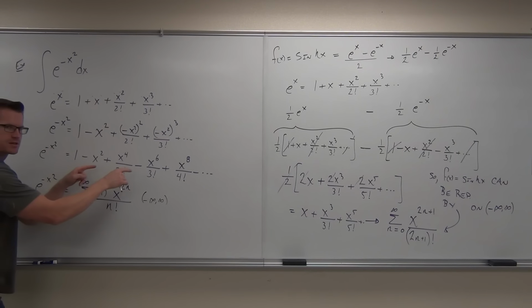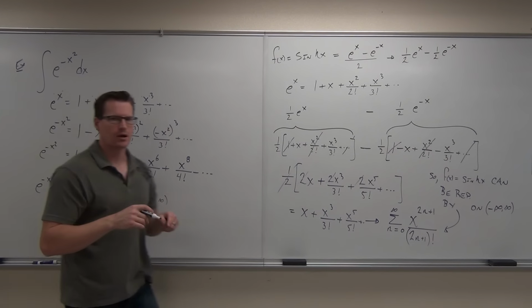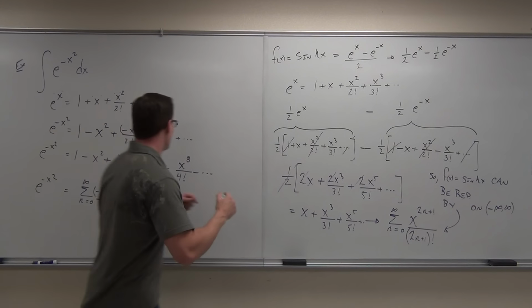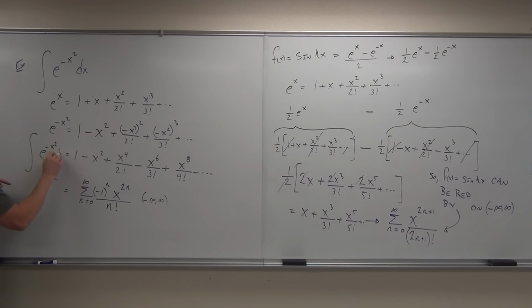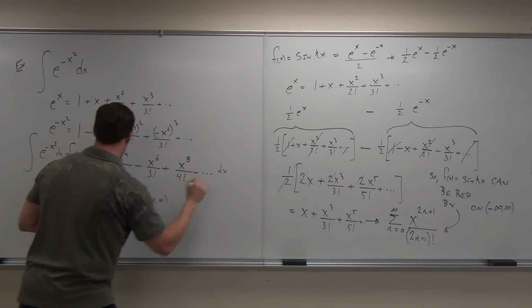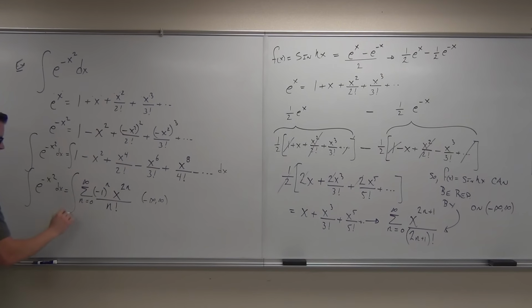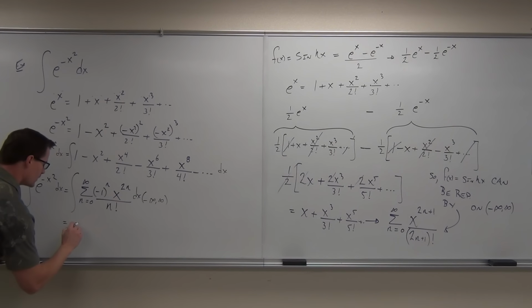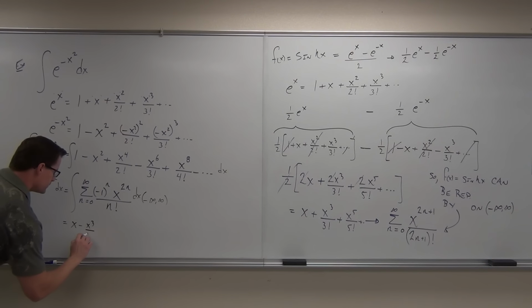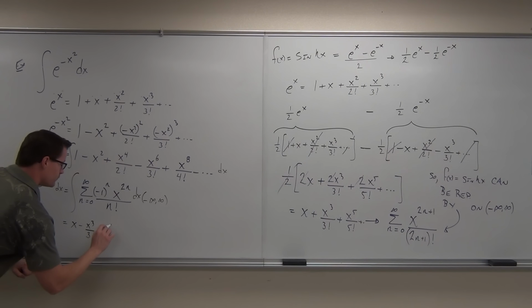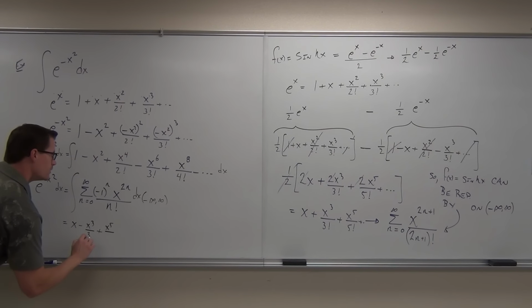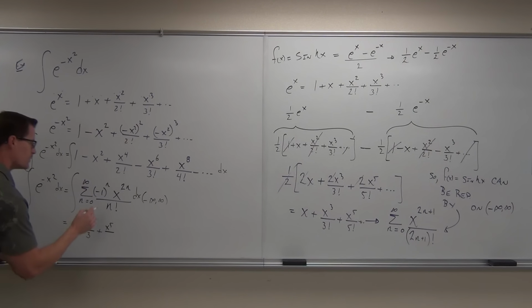Well, if this equals this, and I want to find the integral, do you remember anything about calculus? You can integrate on both sides of an equation. Then all I need to do is integrate this side and integrate this side. What that means is that if I do my integral, I'd have x minus x cubed over 3 plus x to the 5th over 2 factorial times 5. Well, you know what? There's an easy way to do it.